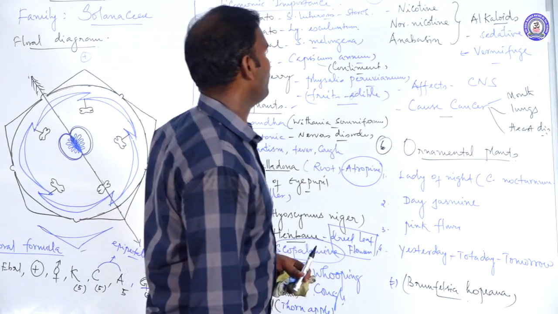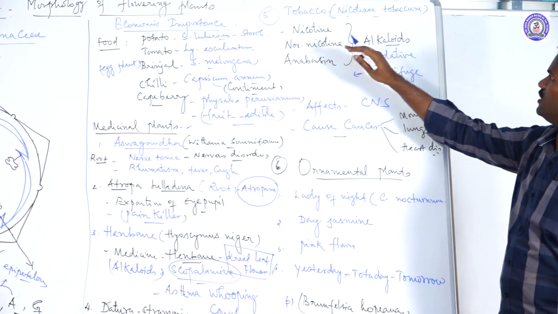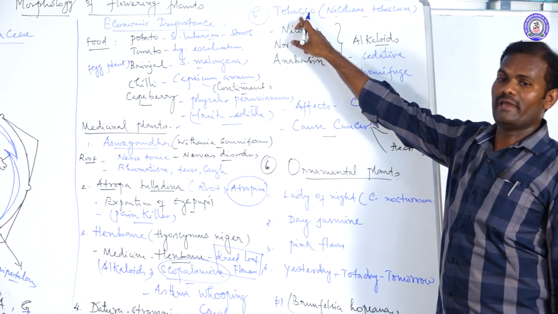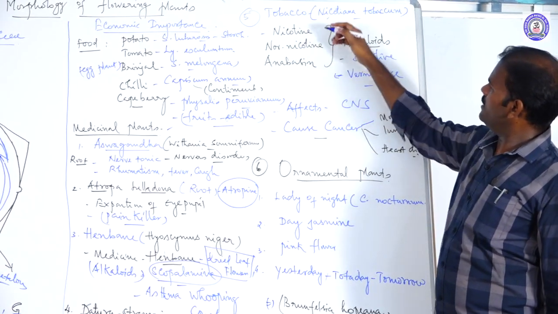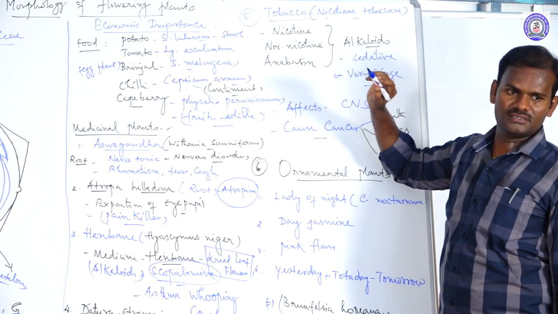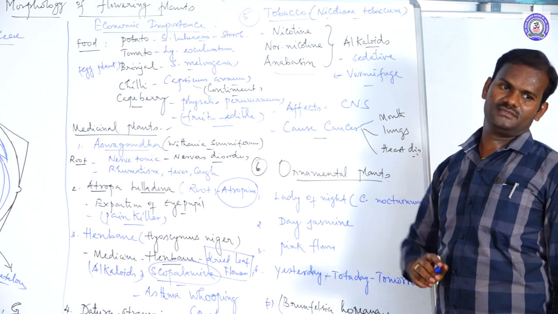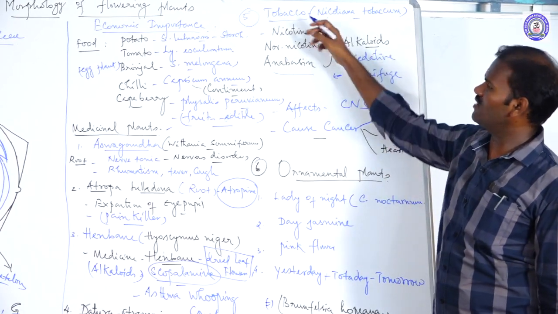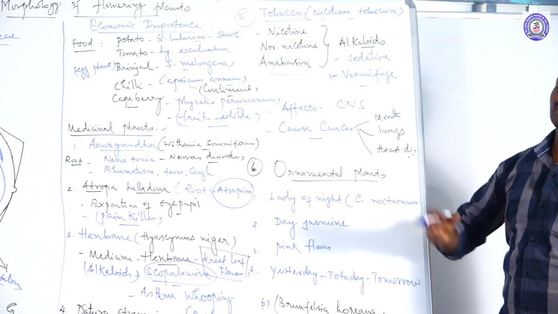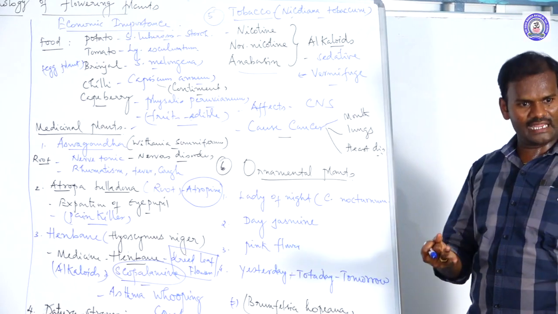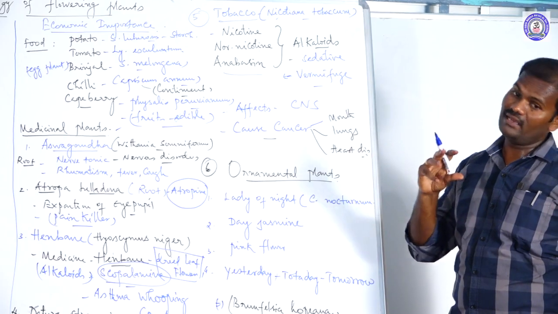Another one, from an economic point of view, is Nicotiana tabacum. Nicotiana tabacum is the binomial of the tobacco plant. For example, it produces three alkaloids. Remember: nicotine, nornicotine, anabasine. These are alkaloids extracted from this plant. It is a highly commercial value product. These alkaloids are used to produce commercial products: beedi, cigarette, pipe, chewing, snuffing. These are highly commercial value products.